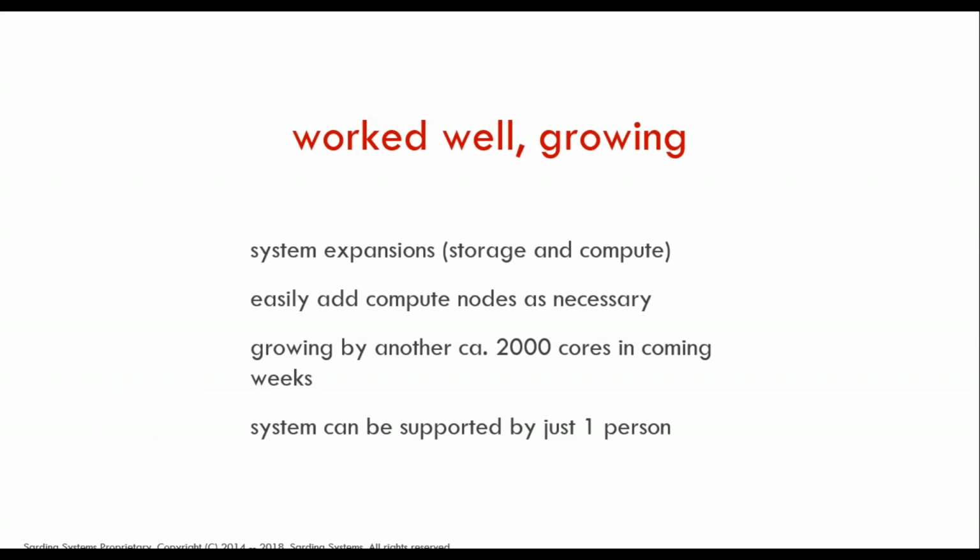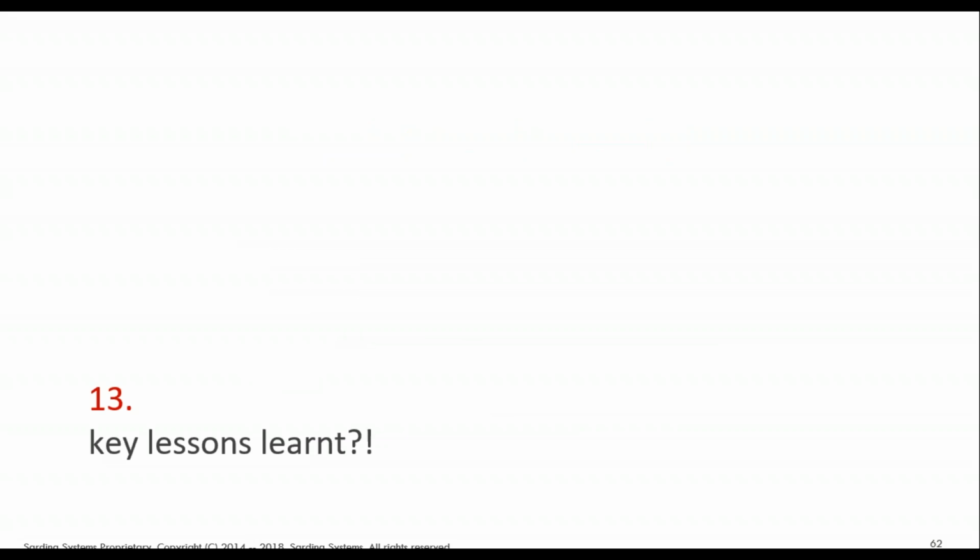And so now, nearly 2 years later, where are we? Well, the system's been growing, it's been working well. They've undergone a number of system expansions in storage and compute. It's very easy to add a compute node as necessary. In the coming weeks, they'll be growing the system by another couple thousand cores. And amazingly, the system can be supported by just one person. Not that they only allocate one person, but it can be handled by only one person.